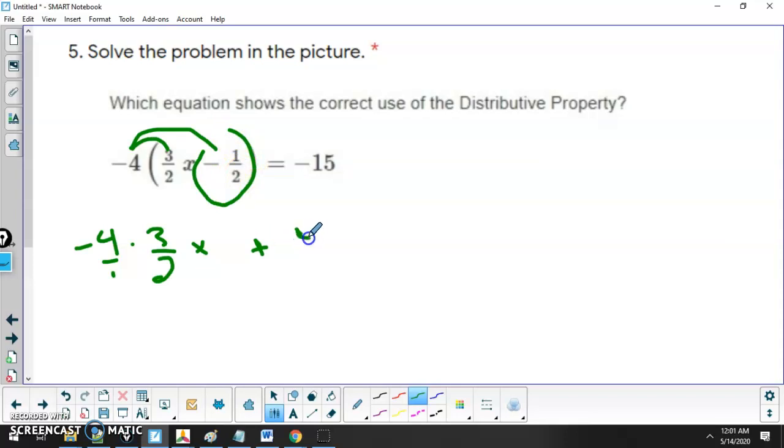So that would actually become 4 times 1/2. Okay, so those two negatives would cancel out. All right, and then you didn't even have to solve this one. You just had to pick which one was the correct solution.